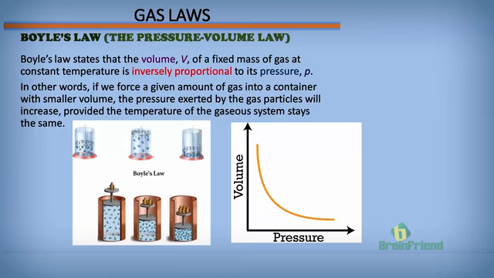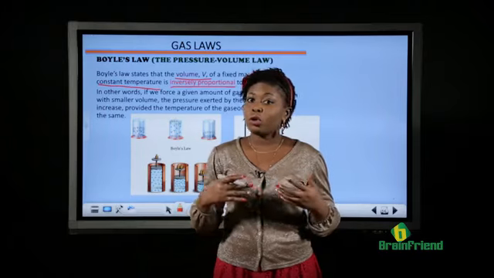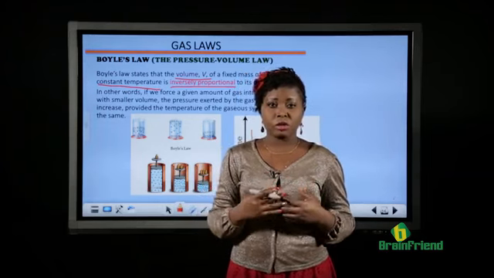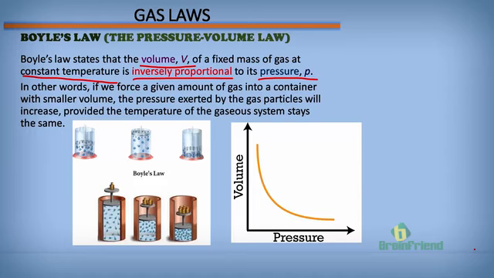So these were important things for us to note before we go into Boyle's and Charles' law. Boyle's law states that the volume of a fixed mass of gas at constant temperature is inversely proportional to its pressure. So, as I say, this law is a pressure volume law. It tries to say what happens to volume when pressure changes, and it looks at these two variables when temperature is kept constant.